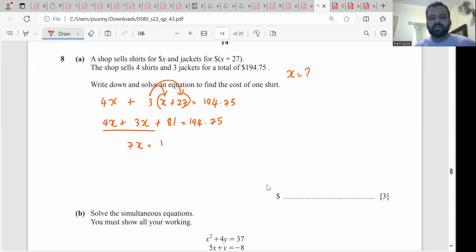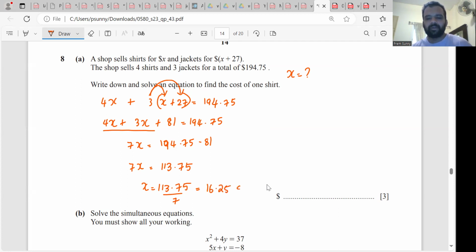Now 81 goes to the other side, 194.75 minus 81. So what is 194.75 minus 81? That will give me 113.75. So 7x is equal to 113.75. So x will be 113.75 divided by 7. When you divide by 7 you get 16.25. So $16.25 it is.